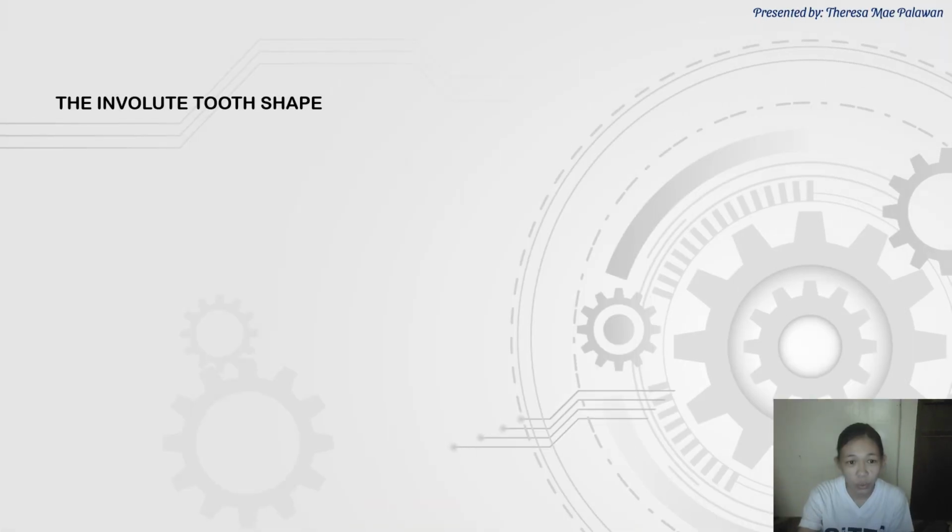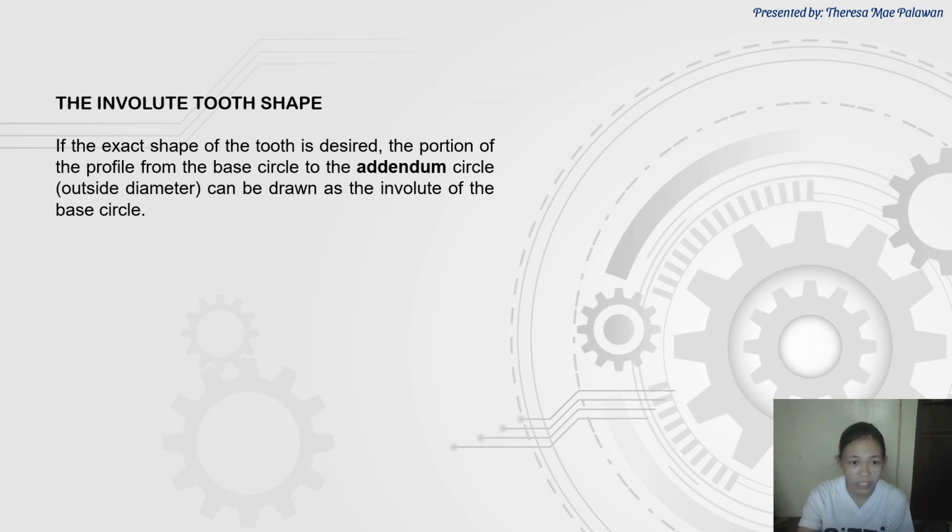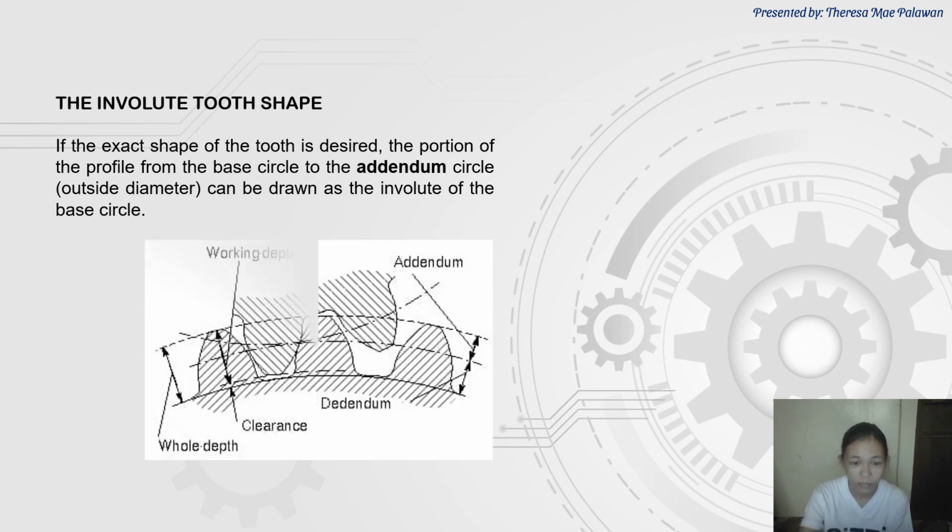The involute tooth shape. If the exact shape of the tooth is desired, the portion of the profile from the base circle to the addendum circle outside diameter can be drawn as the involute of the base circle. So this is the addendum in the gear.